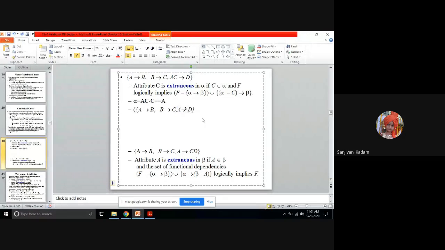Now we want to check whether AC gives D is dependent. Here A gives B, B gives C. It means A gives C directly. This functional dependency also exists, and hence there will not be any logical change into this F. So if this is so, it means that C is an extraneous attribute in the given functional dependency. Clear?